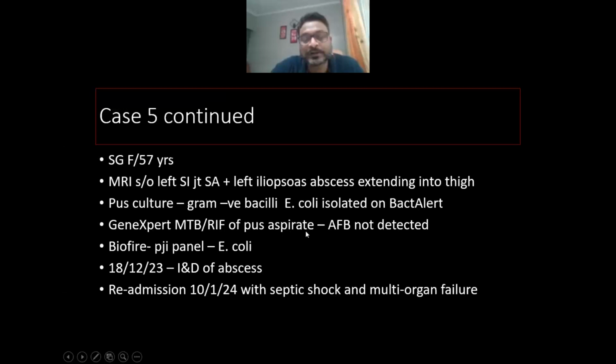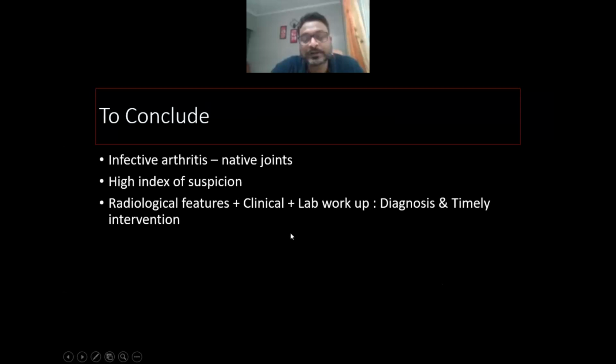An I&D of the large abscess was done, and appropriate antibiotics were given. Unfortunately, because of the large disease burden, she subsequently developed septic shock and multi-organ failure, and we lost her.